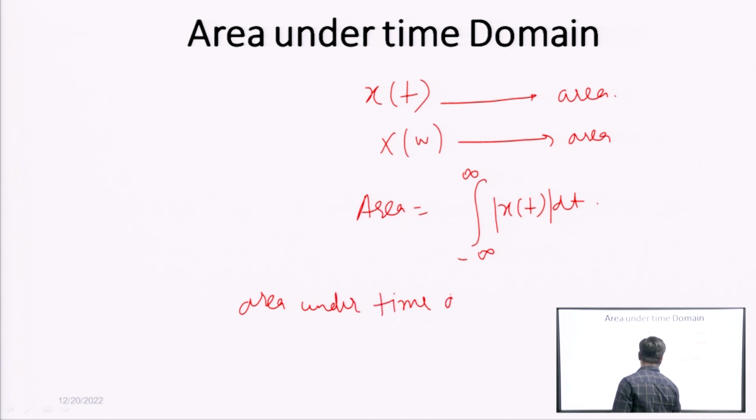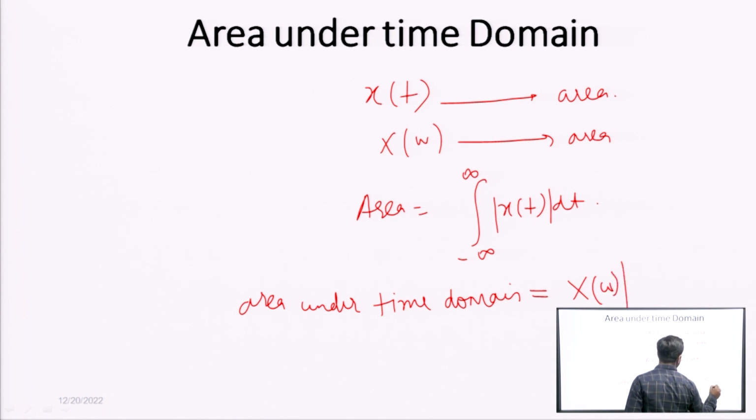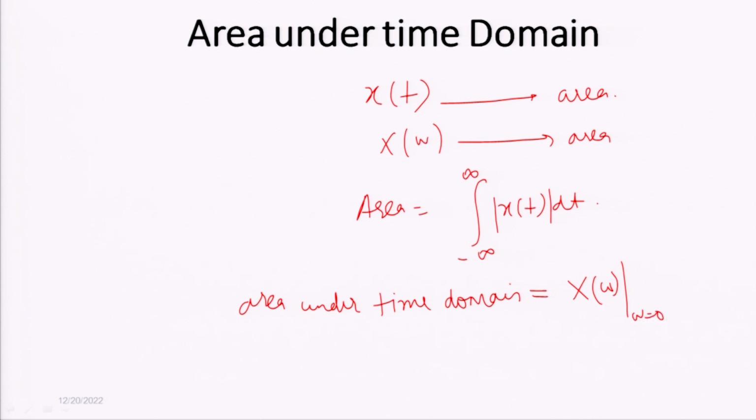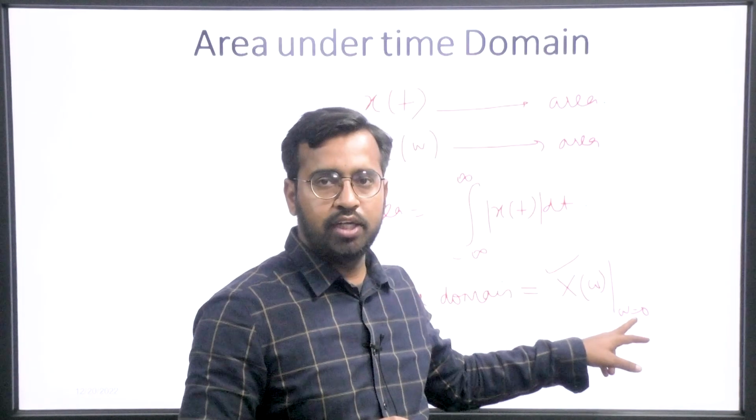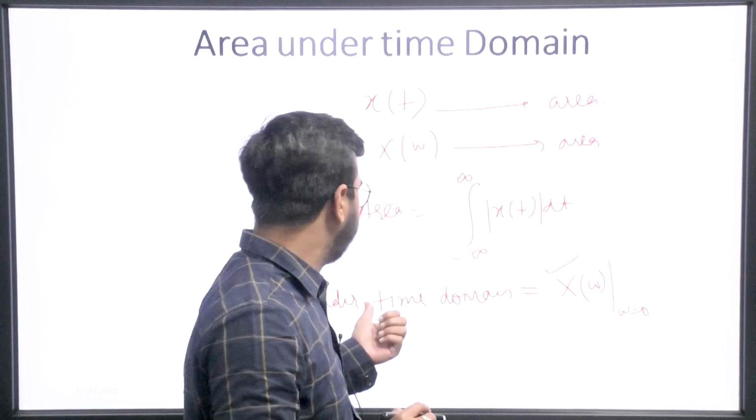The property is that the area under the time domain is equal to X(omega) at omega equal to 0. That means if we are required to find the area of any function x(t), we just have to find the Fourier transform of that function, and the value of that Fourier transform at omega equal to 0 is the area in the time domain.